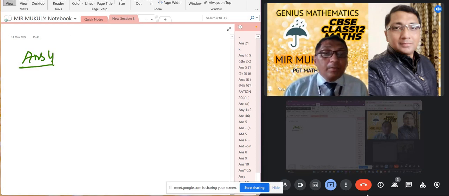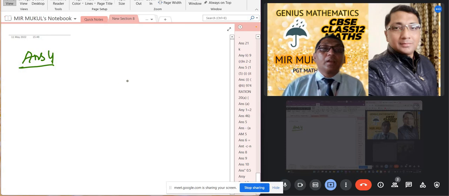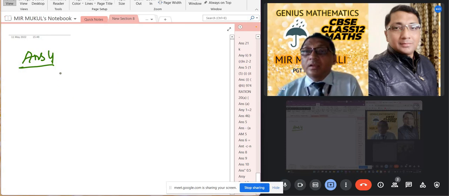One thing you remember: between any two rational numbers there exist infinitely many rational numbers. So in question number 2, everywhere you have to represent all the rational numbers on the number line, and in question number 3 a number line is given, then you have to tell A, B, C, D. What is A, B, C, D? Insert the rational numbers between this and this, and this is the most important question of this chapter.